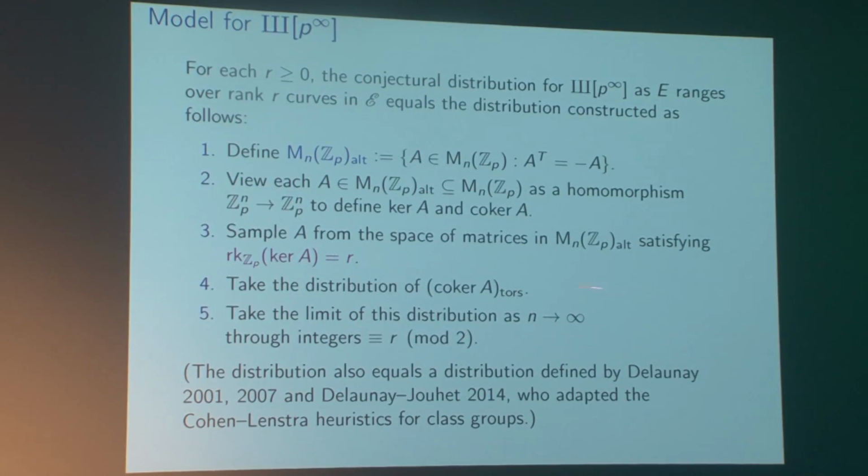In order to get the model for the Shafarevich-Tate group for rank R elliptic curves, what you do is you condition on this. You condition on the kernel having rank R, or if you talk about the rank of the matrix, that's the complementary. That would be n minus R then. Okay, so this is a clue as to how rank should be modeled.